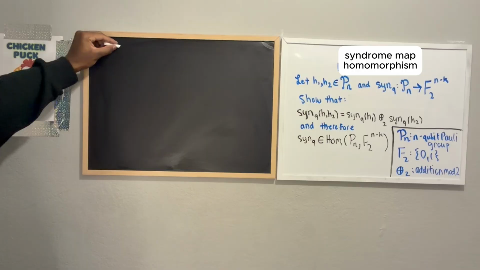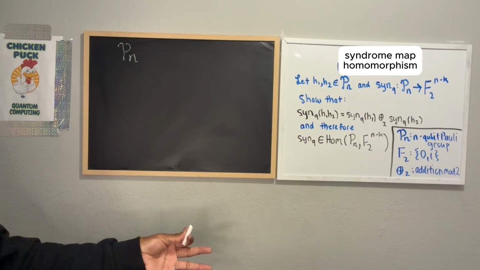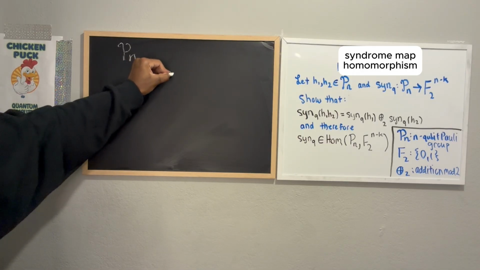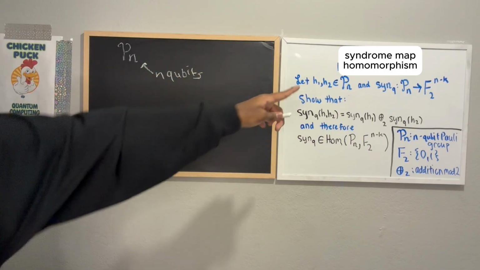So whenever you see P_n, right? What this is saying is Pauli operators acting on n qubits, okay? That is what this notation means.